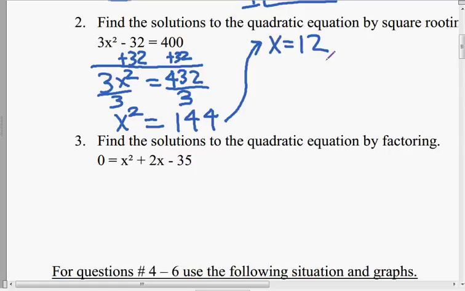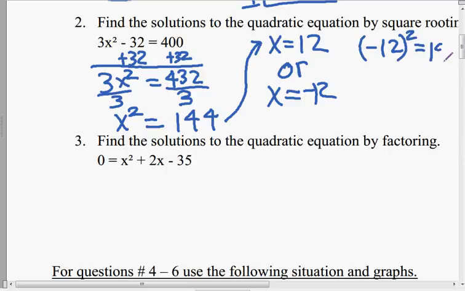But your calculator doesn't know that negative 12 times negative 12 also gives you 144, because a negative times a negative is a positive. If I square negative 12, I also get 144. If you want to try that on your calculator, you have to do it this way. You have to say negative 12 squared equals 144. Okay.